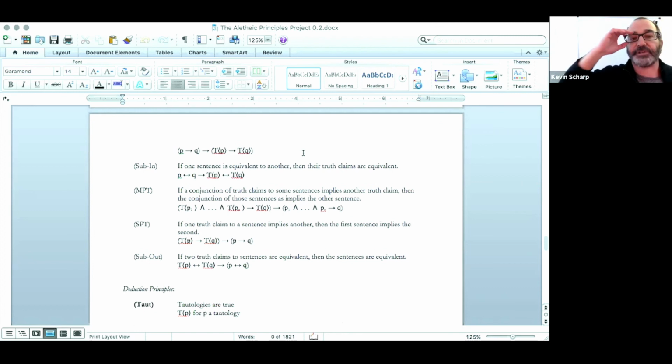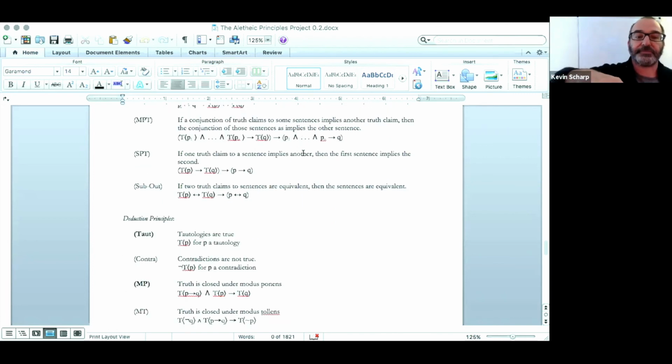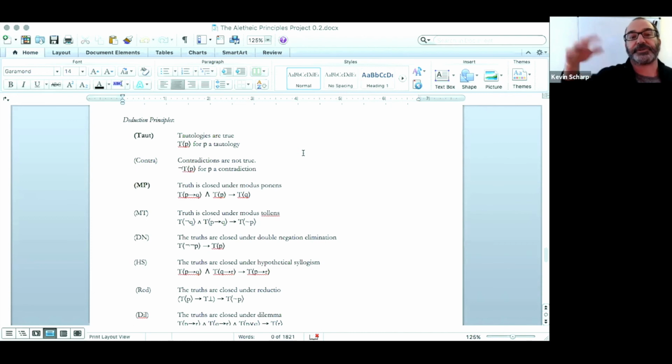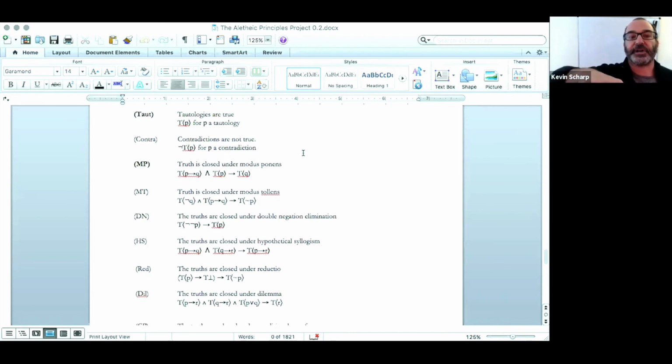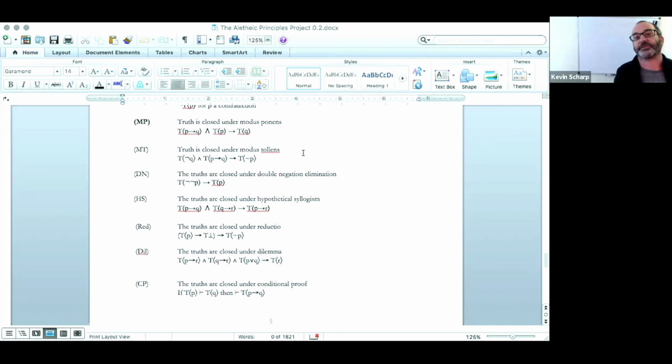Lots of different options here. For example, if two sentences are materially equivalent, then the truth ascriptions are materially equivalent, or vice versa. Deduction principles: all the tautologies are true, contradictions are not true, truth's closed under modus ponens, closed under modus tollens, closed under double negation elimination, closed under hypothetical syllogism, and so on.